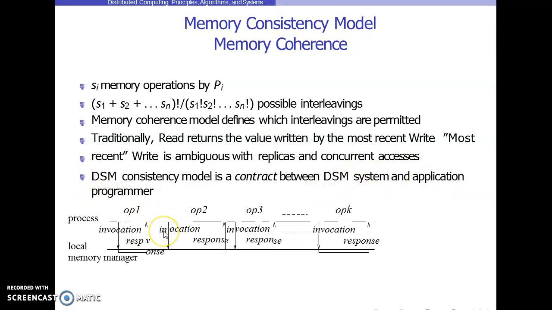This figure shows sequential invocations and responses in a DSM system without any pipelining. These show the processes, and these show the local memory manager. The first operation is invoked, and the manager returns the response to the invoked operation. The various operations are invoked sequentially, and the manager gives the response for each operation.